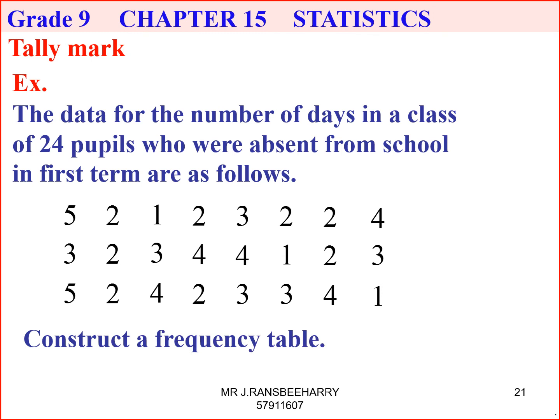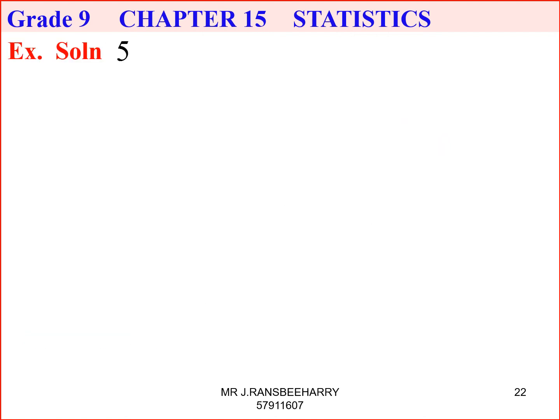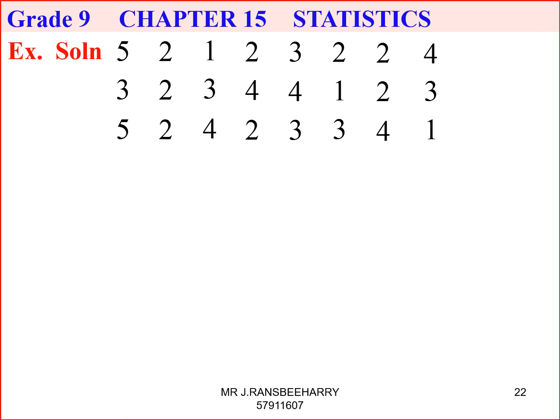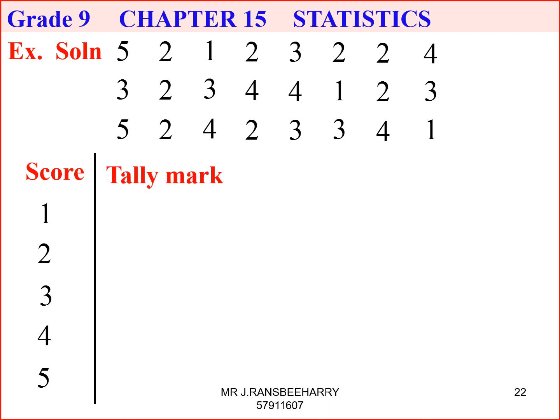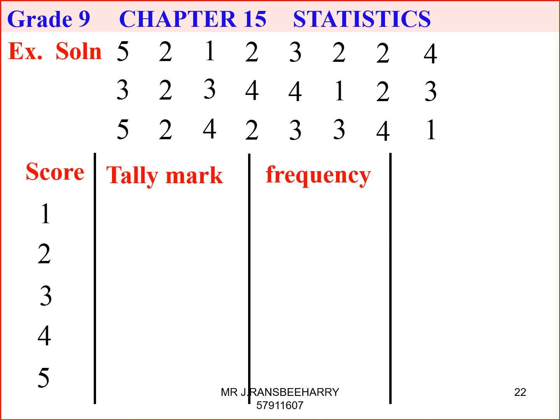Construct a frequency table. So solution, we have our figures given. So score, we have score 1, 2, 3, 4, 5. So we do not have number 6. We use tally mark, and then we obtain the frequency. So we have 5, 2, 1. So we put a mark at 5, 2, 1.